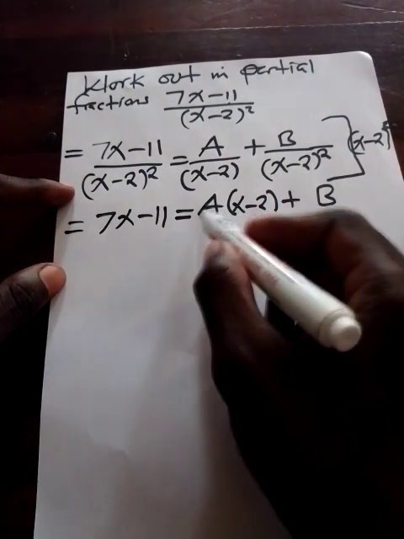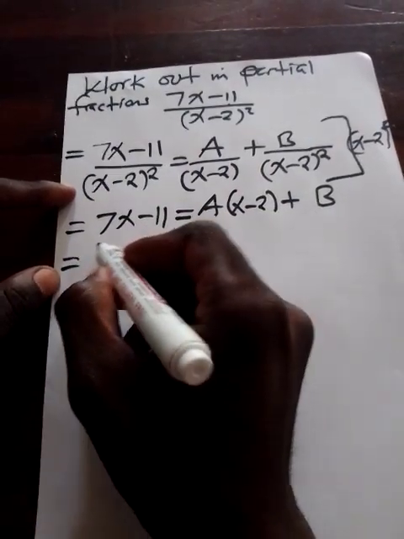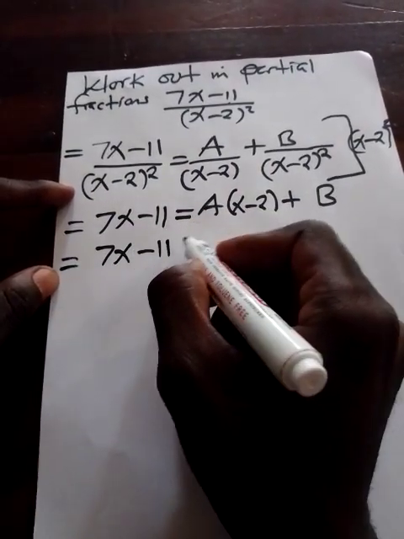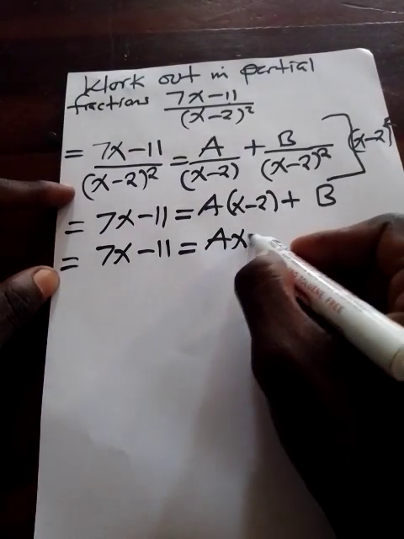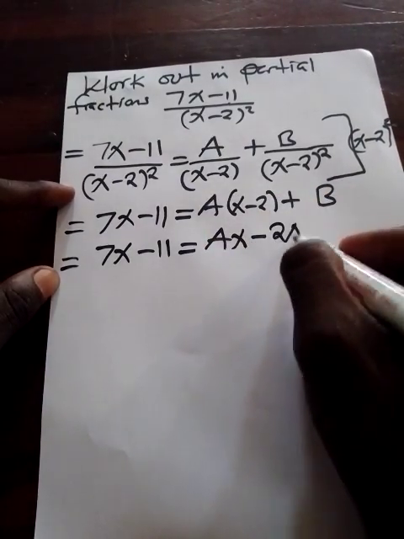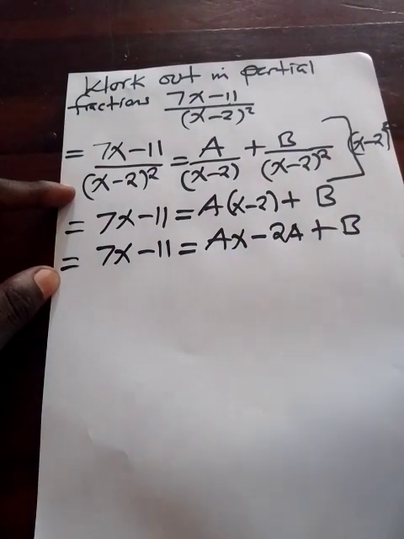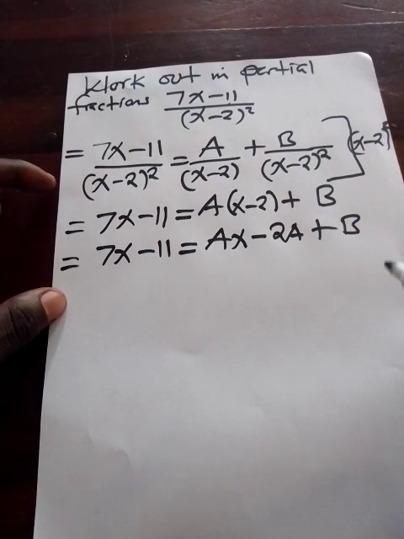Now, we can work out this. So this will just be 7x minus 11, which is equal to A times x, that is Ax, minus A times 2, that is 2A, plus B. Now, for this one, we can just go direct and assign values so that we get the values of our constants A and B.